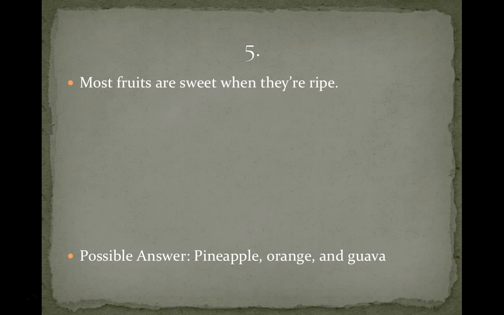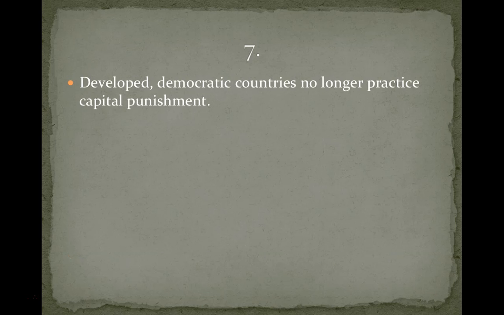So again, the question here is, what do we mean by most? Now, generally speaking, one thing you can mean by most is more than 50%. And we could figure out how good of a generalization this could possibly be if we figured out how many fruits there were, and then how many fruits were sweet when they were ripe. Okay, let's move on to the next one.